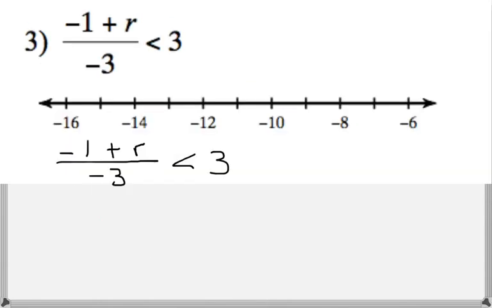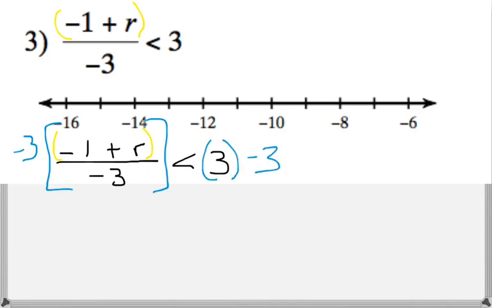Here we have negative 1 plus r, all being divided by negative 3, is less than 3. So we need to go ahead and think about that numerator as being in parentheses, because it is all being divided by something. How do you undo division? You would need to go ahead and multiply both sides by negative 3.